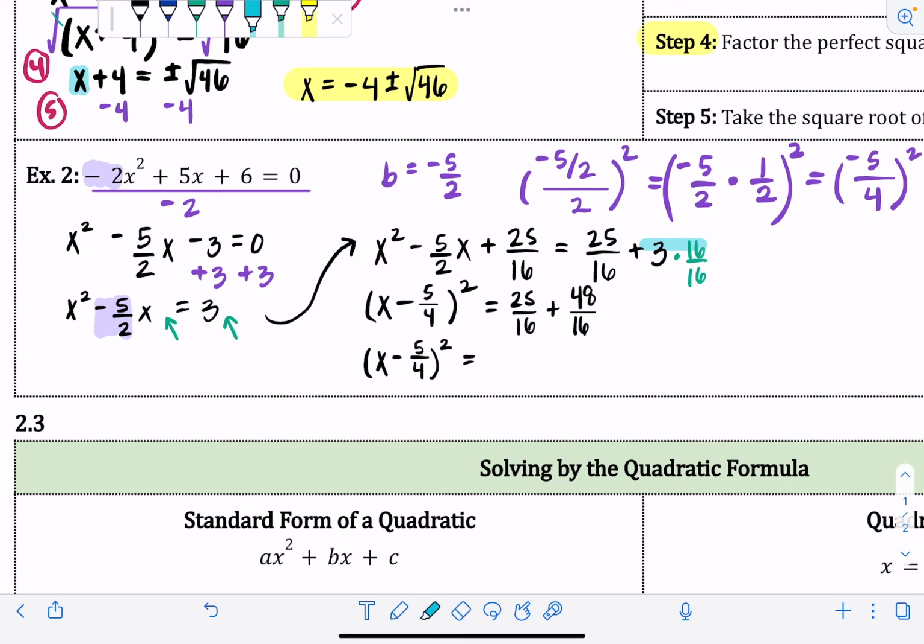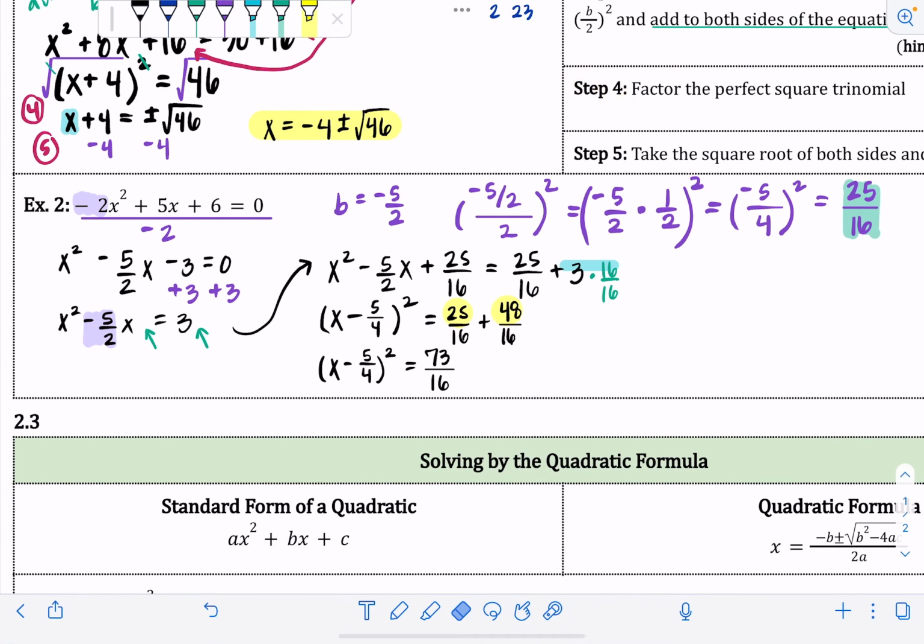When you add fractions, you just add the numerators. The denominator does not change. So we would just do 25 plus 48, and that's 73 over 16. Now I'm ready for step 5, which says to take the square root of both sides, and then we can solve from there. So I need to square root the left side, and I also need to square root the right side.